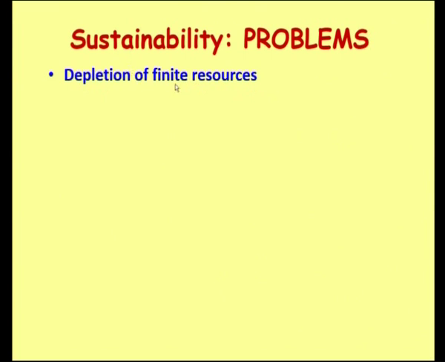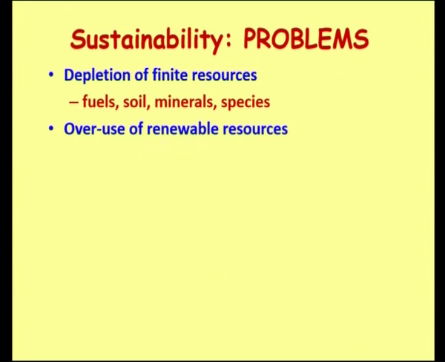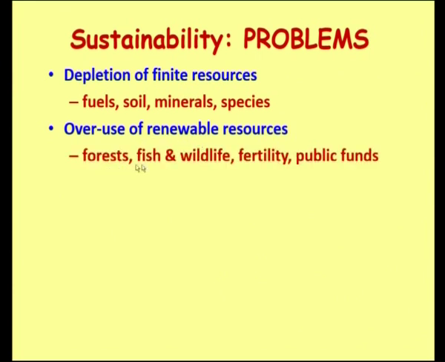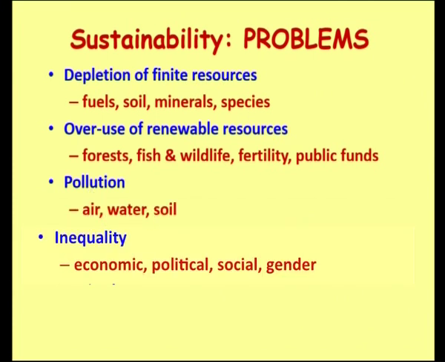The depletion of the finite resources, the fuel, soil, mineral and species. It is estimated that the fuel cannot last after some 100 years, and the soil is fast depleting, and the minerals and the species, around some 500 species, they have become extinct. And overuse of the renewable resources, the forest, fish, wildlife, fertility and the public funds. So, these are the resources which are overused, and pollution, air, water and soil.